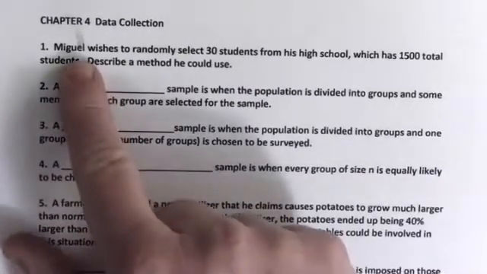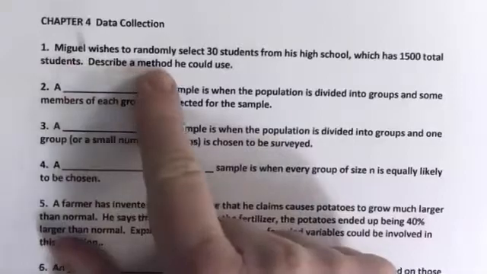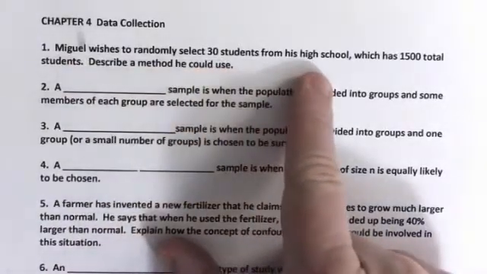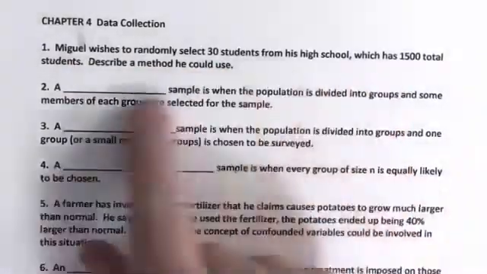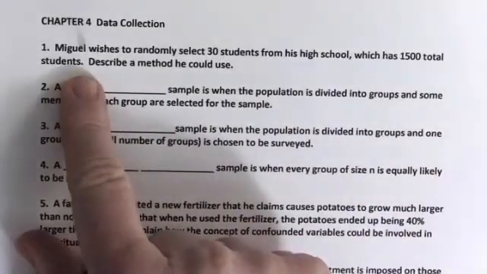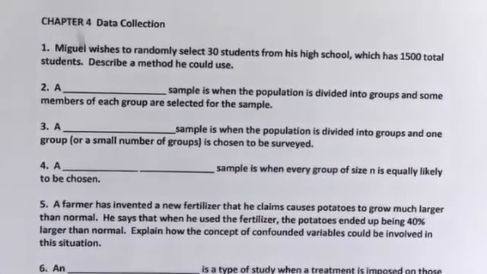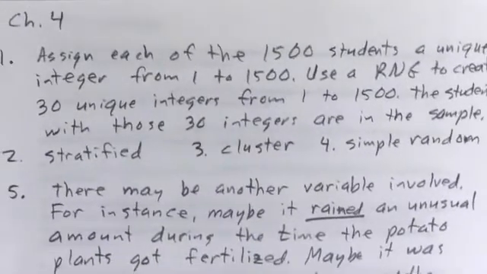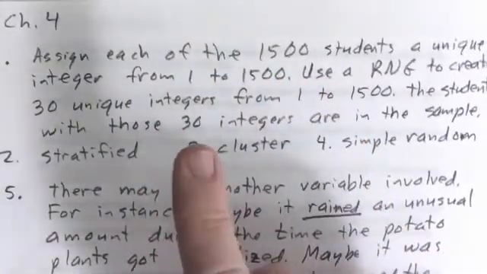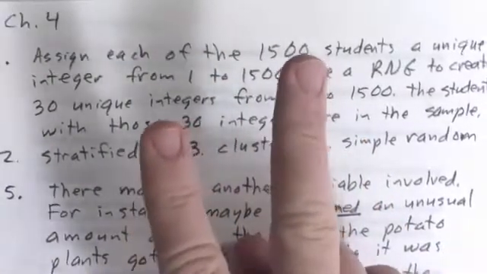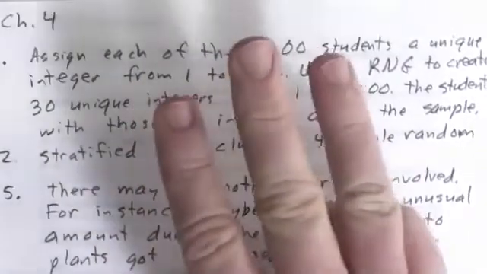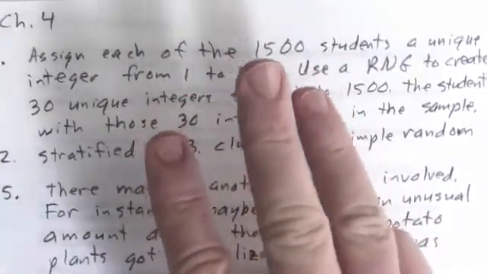So this says, McGill wishes to randomly select 30 students from his high school, which has 1,500 total students. Describe a method he could use. So we want to randomly select a sample of size 30 from a group of 1,500. This is what you must do. You must do three things in essence. You must assign them all numbers, use a random number generator to generate your sample, and say that it's the people with those numbers that are in the sample, not the numbers themselves.